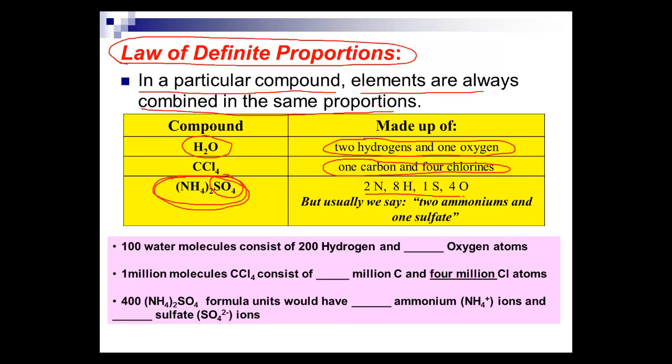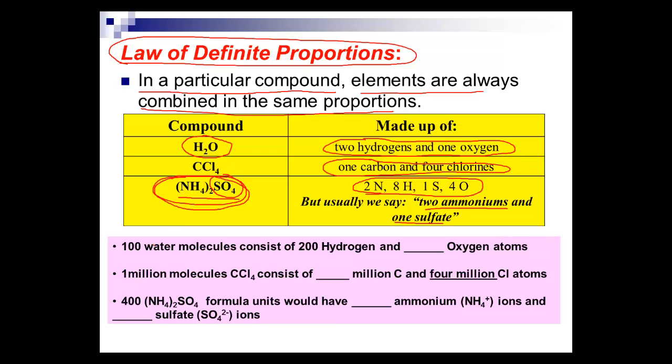So we could say we have 2 N's, 8 H's, 1 S, and 4 O's, but often we're going to say this compound, (NH4)2SO4, has 2 ammoniums. Ammonium is NH4, and 1 sulfate. 2 NH4s and 1 SO4. These things are called polyatomic ions.